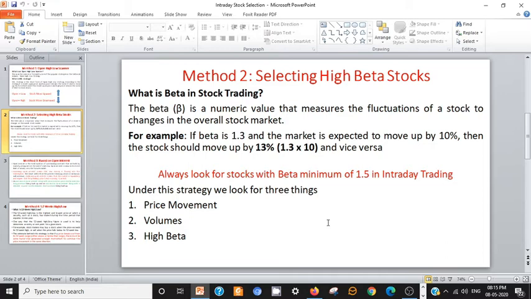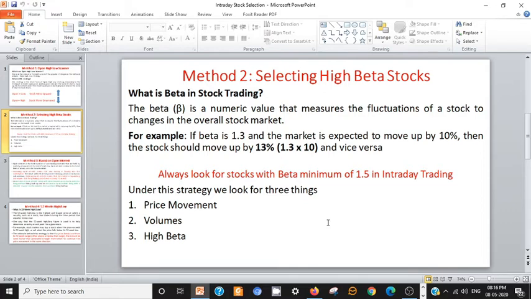The second method of selecting stocks is based upon the selection of high beta stocks. Now, what do we basically mean by beta? Beta is a numerical value that measures the fluctuation of a stock in response to changes in the overall stock market. That means if the stock has a beta value of 1.3 and the market is expected to move 10%, the stock is expected to move 13% upward. Similarly, if the market falls by 10%, the stock is expected to fall by 13%.